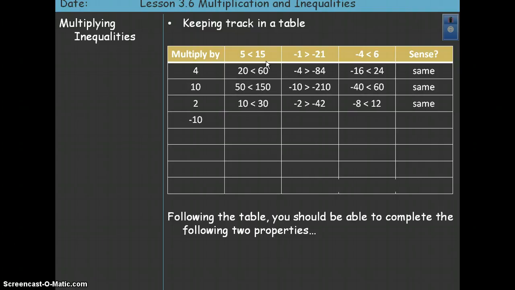Multiplying by a negative 10. Ooh, this time we had to flip the inequality around, so the sense has changed. Just try a few others here. You can select your own, or you can follow with the ones that have been selected for you.